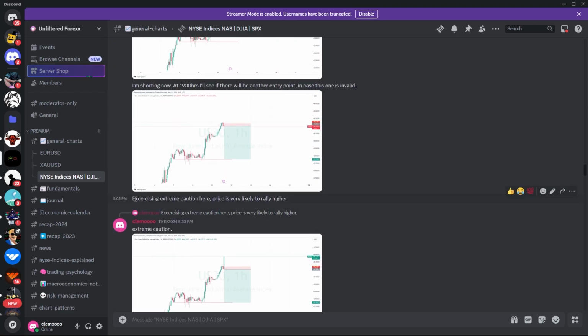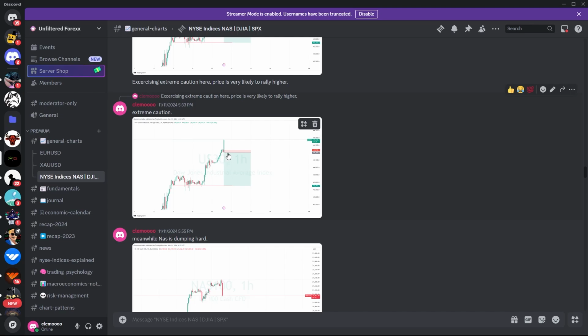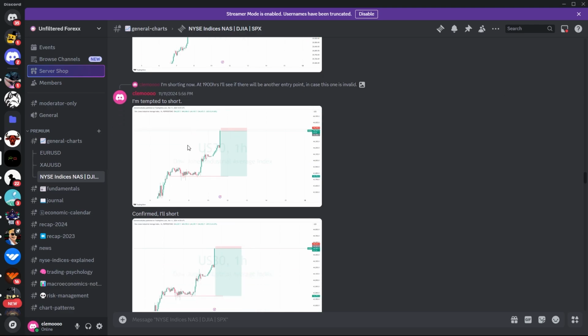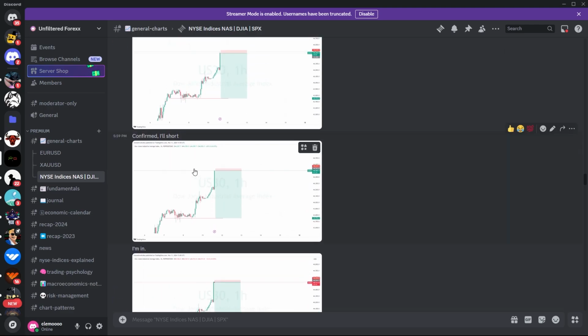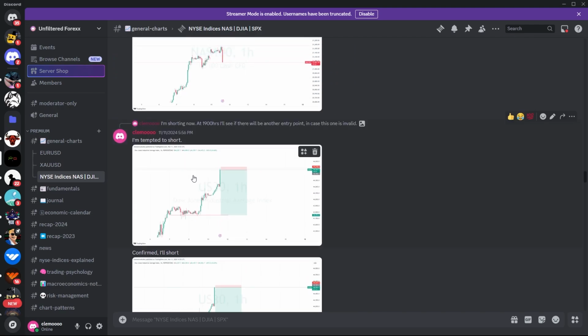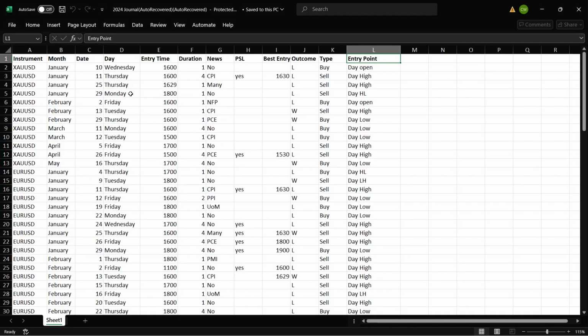Like you see here, I said I'm exercising extreme caution because price is very likely to rally higher. And you can see at that point I was taken out, my stop loss was very tight. But at the top of the hour, I confirmed that I would be taking the entry again. So this thought process is useful when it's in your journal directly, so that when you review your work, you can see exactly what you did. But when it comes to the spreadsheet here, the quantitative data itself is what's really necessary.